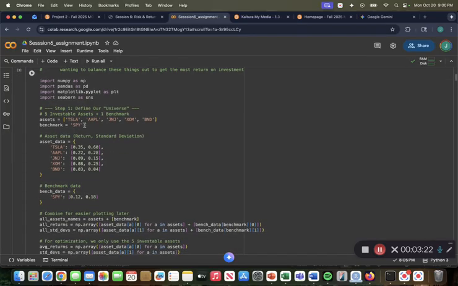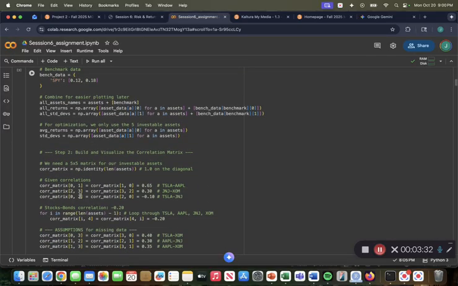We defined our assets and our benchmark: Tesla, Apple, Johnson & Johnson, ExxonMobil, the Vanguard Bond, and our S&P 500. We got some of our asset data here and our benchmark data. And then we combined all of that in an array to make it easier to look at all the returns and all the standard deviations, to plot.